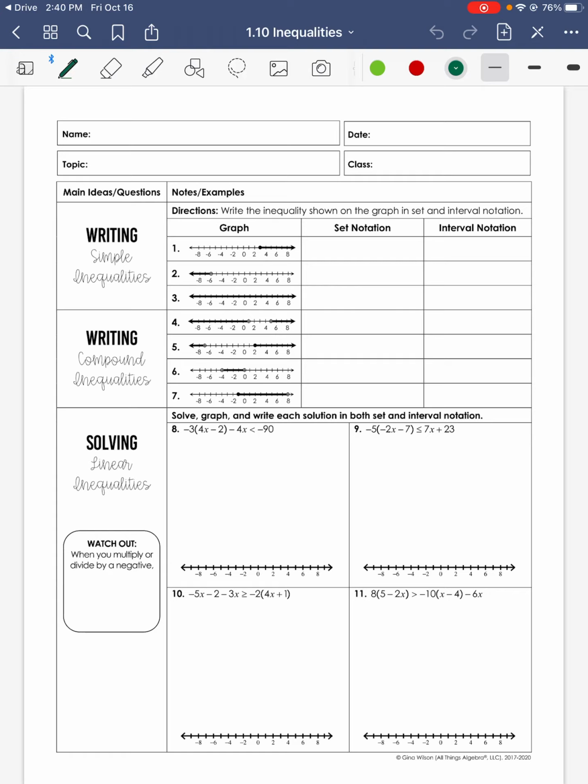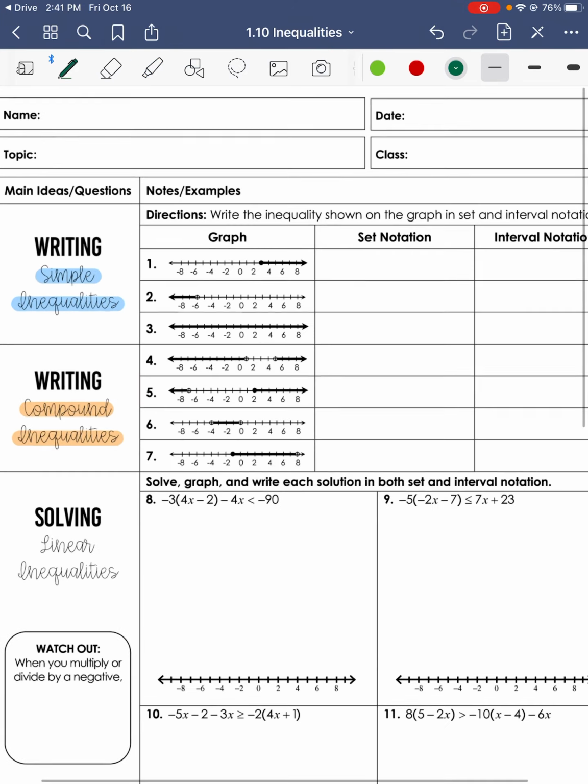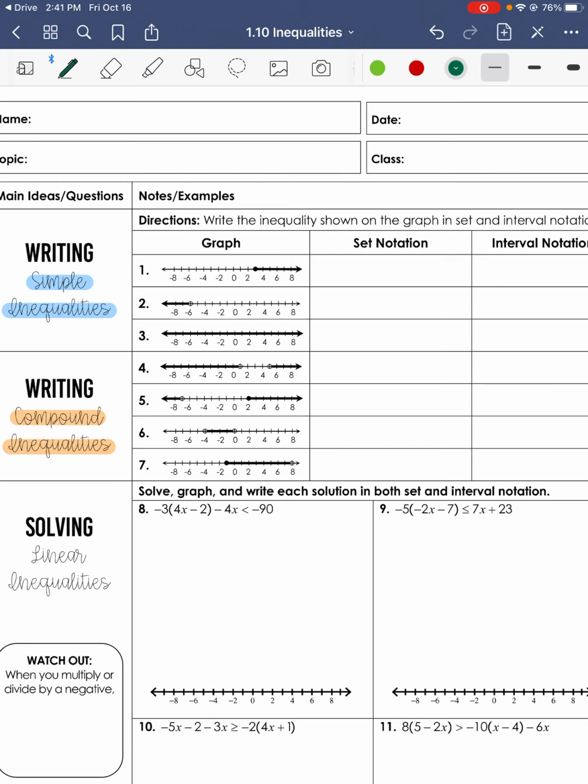So this is all about writing, solving, and graphing inequalities. Okay, so we have simple inequalities, and then we'll look at compound inequalities. Let's look at our simple inequalities first. We're given 3 examples here, and we're given the graphs for each.